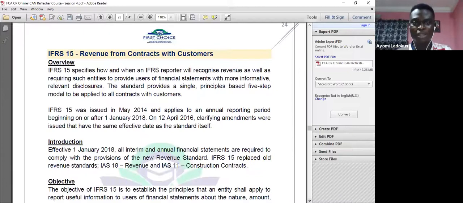So let's take a look at IFRS 15, revenue from contracts with customers. Any question for me before we do this?